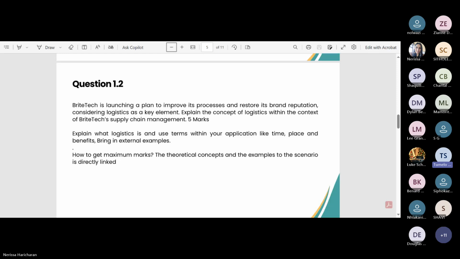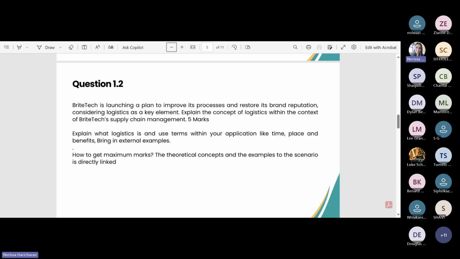I wanted to ask, please do correct me if I'm wrong. So basically, theory is like having to explain, for example, question 1.1. Theory is like having to explain what inventory is, and then the application is adding Brightech or making examples based on the information that you have explained.